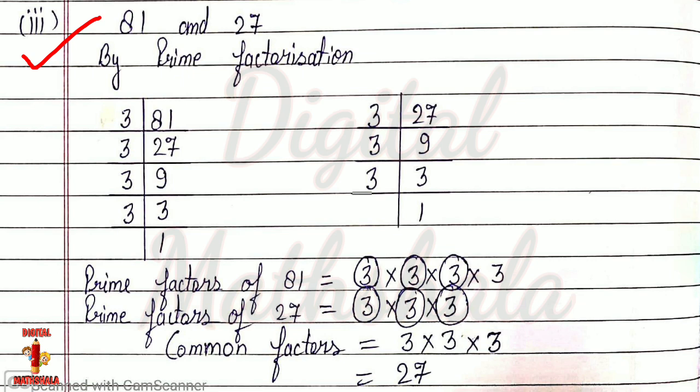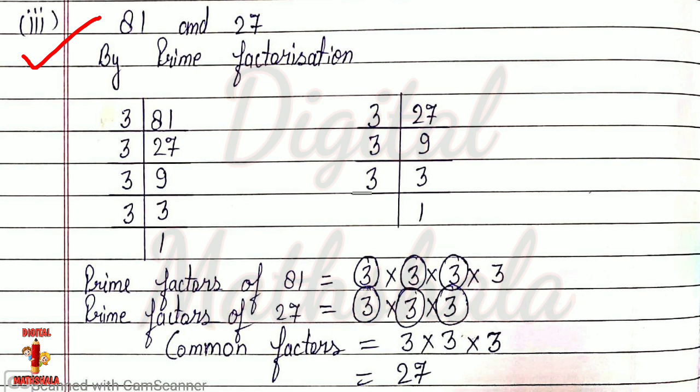Here you can see that 81 is not an even number, so we will not divide by 2, which is the smallest prime factor. So now we will move to the next prime factor, that is 3. We will divide 81 by 3, then 27 will come, which is also not an even number, and it is divisible by 3. So we will continue the process of division here, and same we will do with 27. So prime factors of 81 are 3 into 3 into 3 into 3, and prime factors of 27 are 3 into 3 into 3.